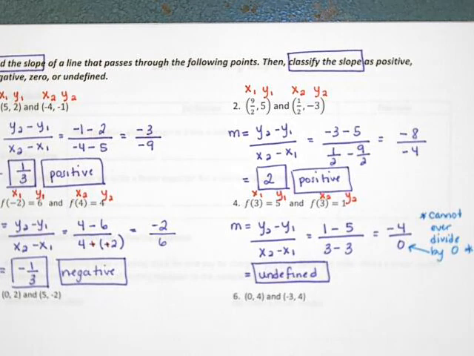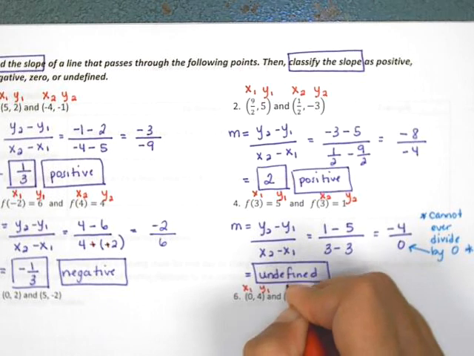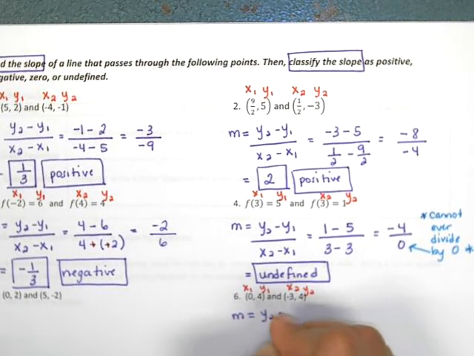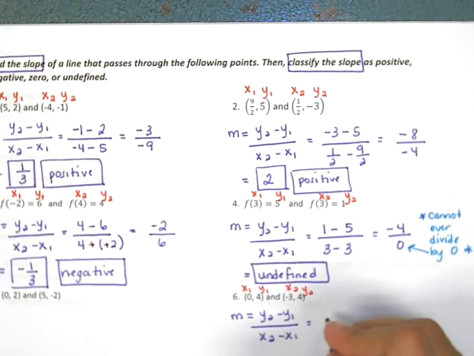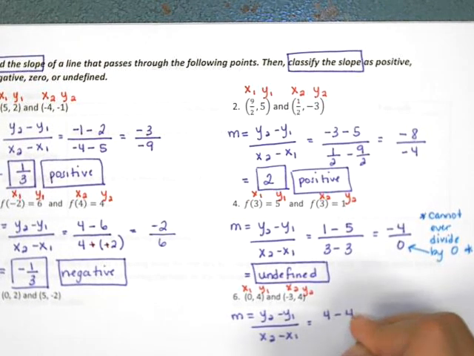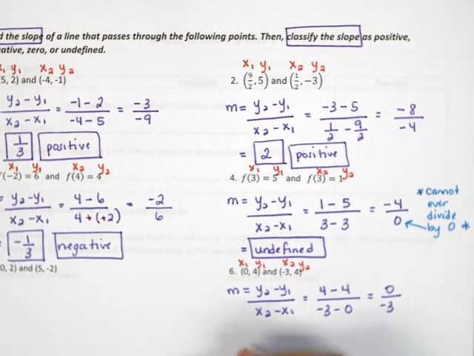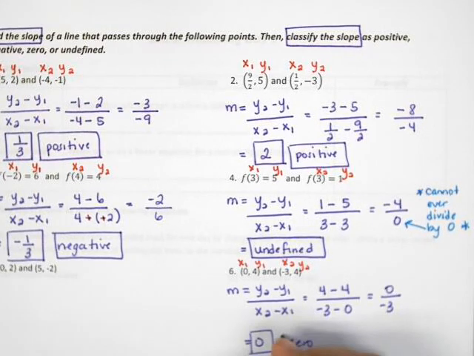Let's look at one more example, number 6. So in number 6, we go back to ordered pairs. I'm going to label x1, y1, x2, y2. I'm going to use my formula, so m equals y2 minus y1 over x2 minus x1, and I'm going to plug in my numbers. So y2 is 4 minus y1 is 4. x2 is negative 3 minus x1 is 0. So I get 0 divided by negative 3. Now if you type in 0 divided by negative 3 on your calculator, you get 0. So you would write 0 as your final answer, and you would classify this as a 0.